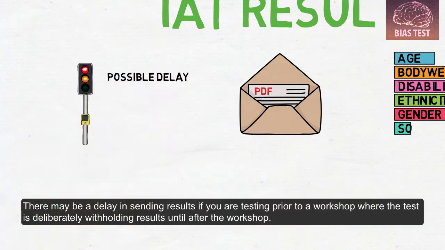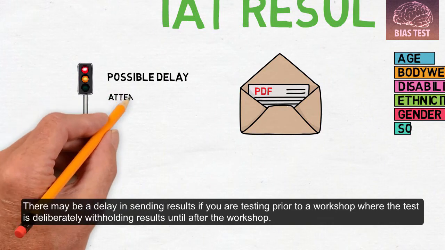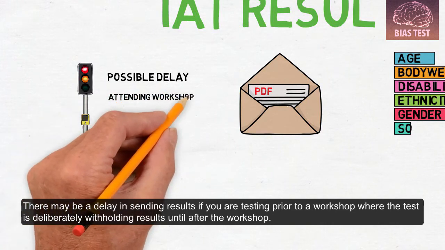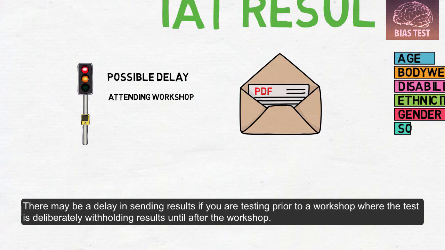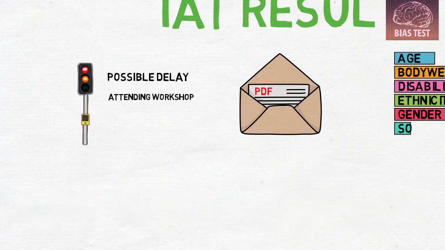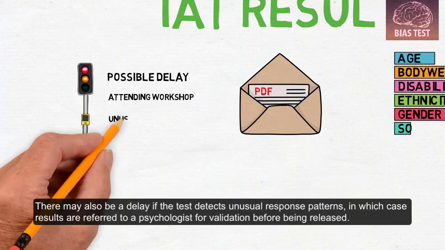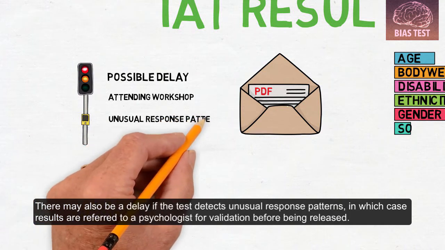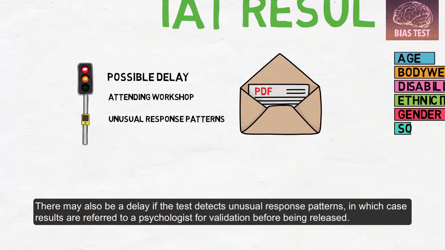There may be a delay in sending results if you are testing prior to a workshop where the test is deliberately withholding results until after the workshop. There may also be a delay if the test detects unusual response patterns, in which case results are referred to a psychologist for validation before being released.